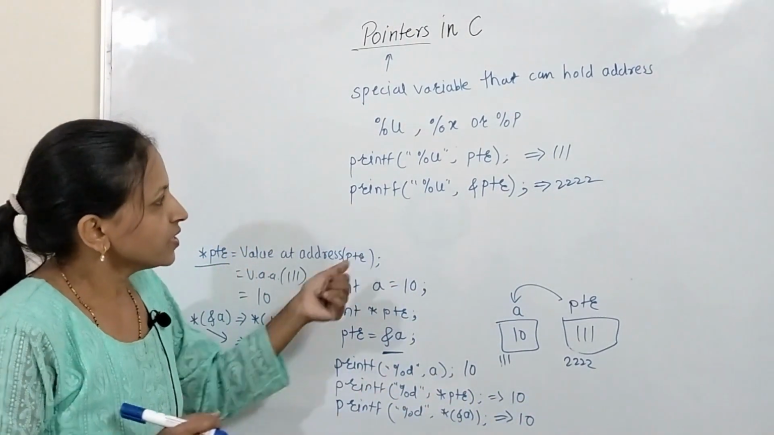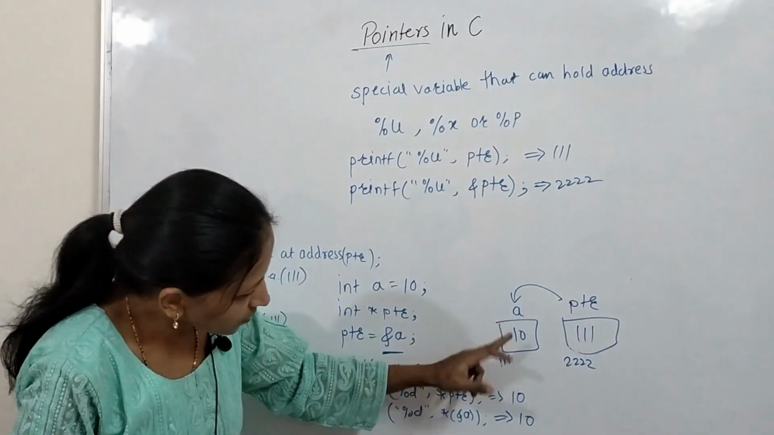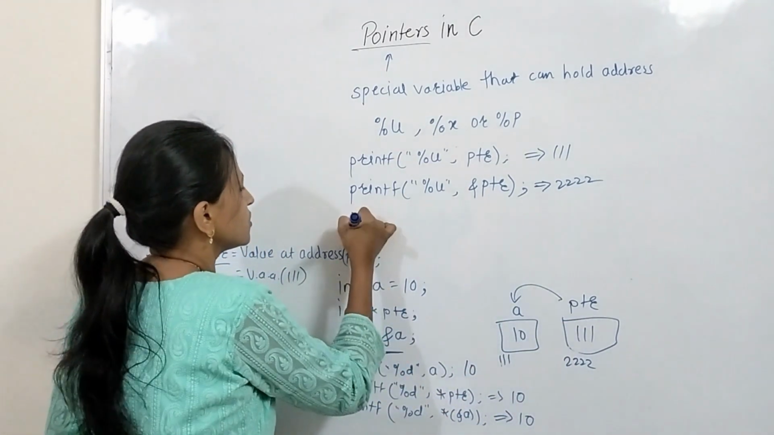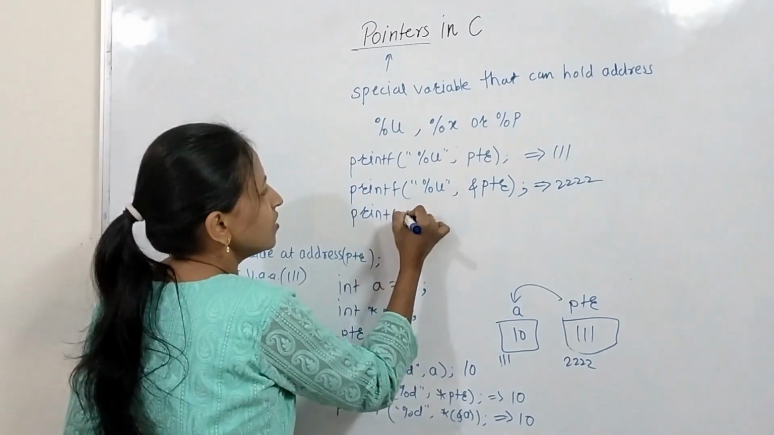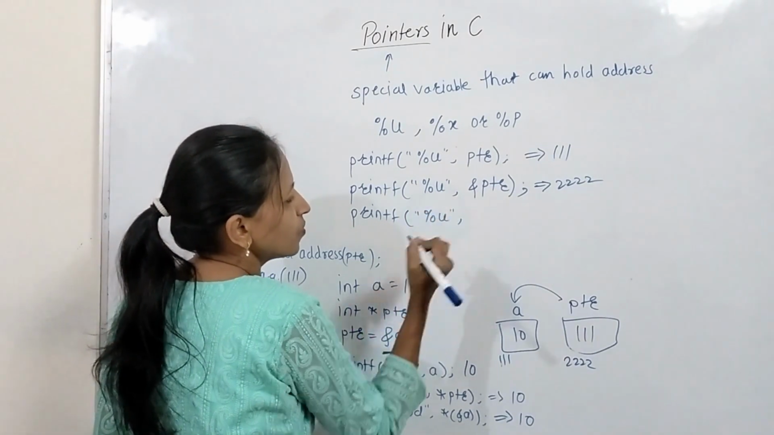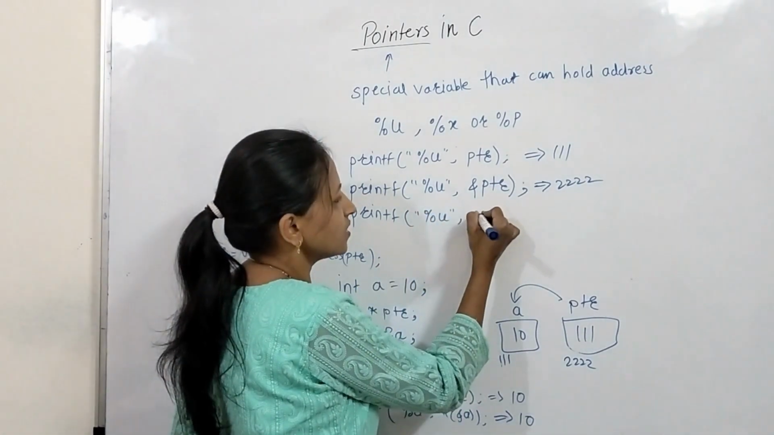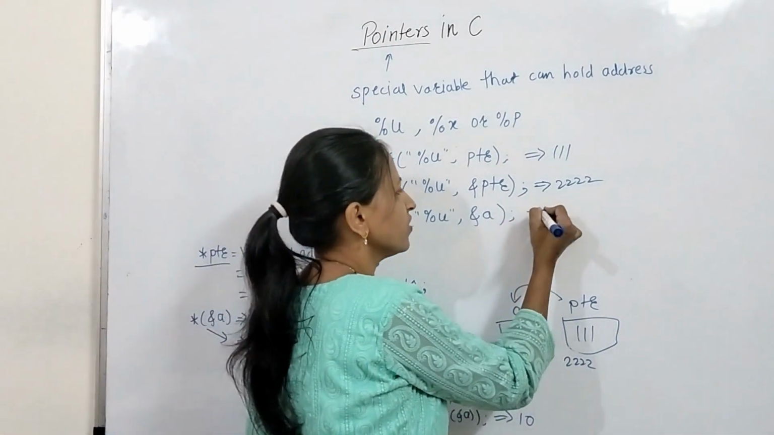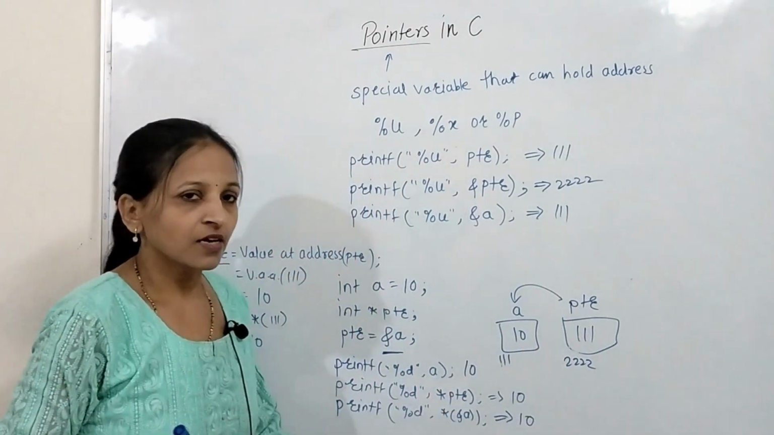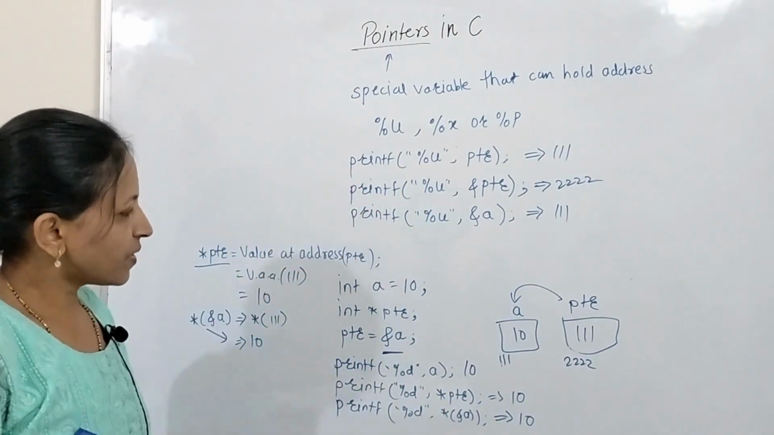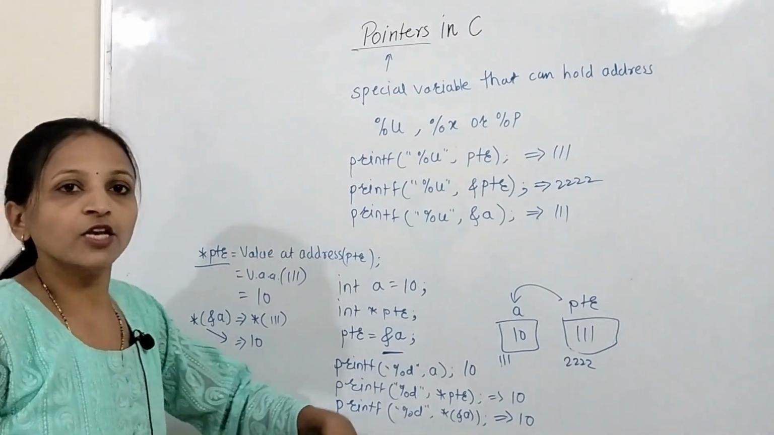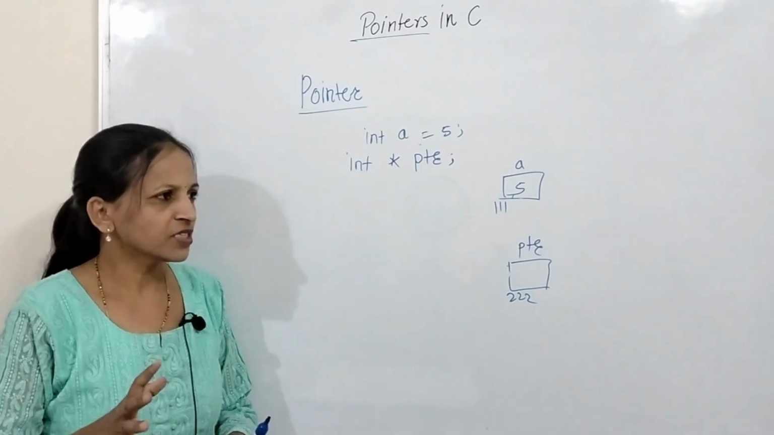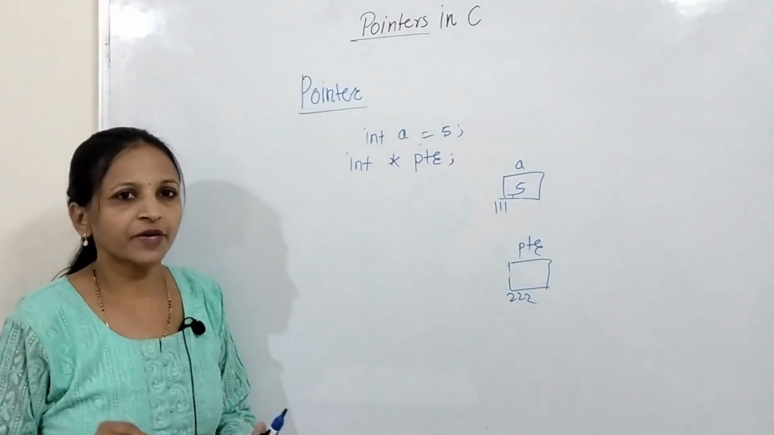Now suppose I want to display this address but without using ptr, that is again possible. Simple, like printf %u comma, suppose I write here address of a. What will it display? The address of a is 111. Very easy. In this way we can display addresses, and in this way we can display the value at that address. Now in this pointer concept, there are some very important points that you should keep in mind.